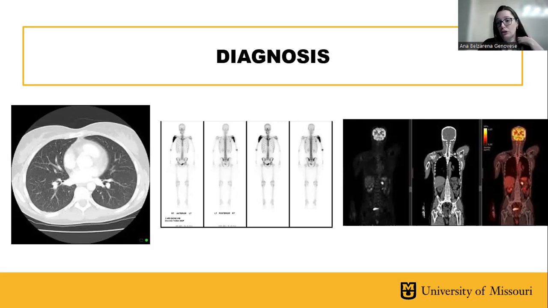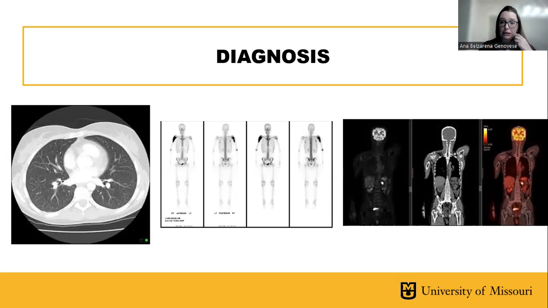The second most common location of spread is the bone. And for that, in the past, we used to do bone scans a lot, but PET scans have taken over now. So you can get either. You can get a chest CT with a bone scan or a chest CT and a PET scan.